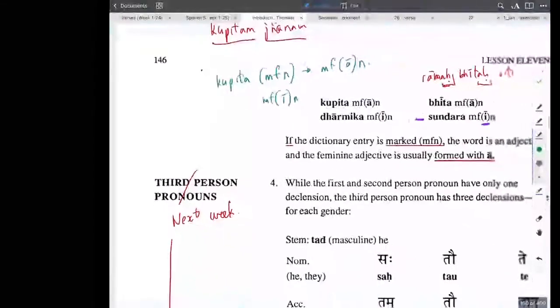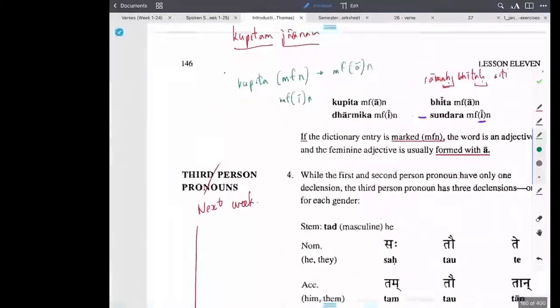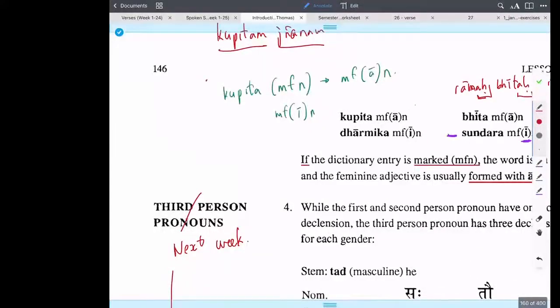Is this only for adjectives? Only for adjectives, yeah. Can you give some examples for neuter? Sure. How about virtuous fruits? This is plural now. So fruits is phalani. Virtuous: dharmikani. There's a retroflex ne. Dharmikani phalani. How about virtuous fruit? Dharmikam phalam.